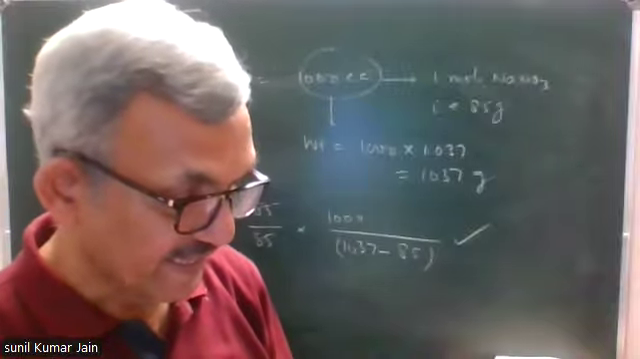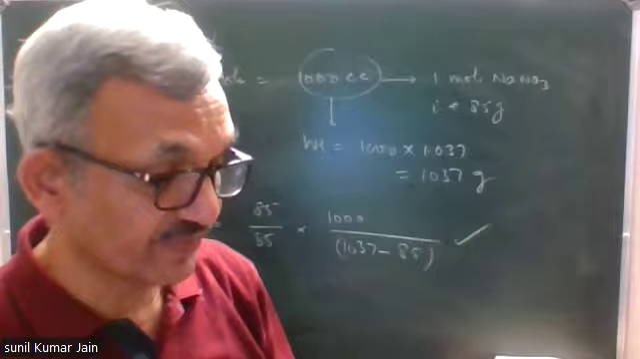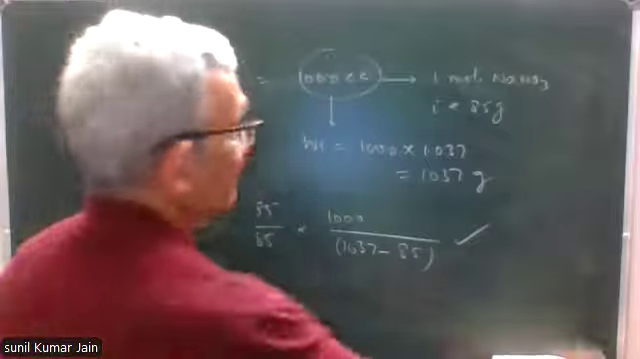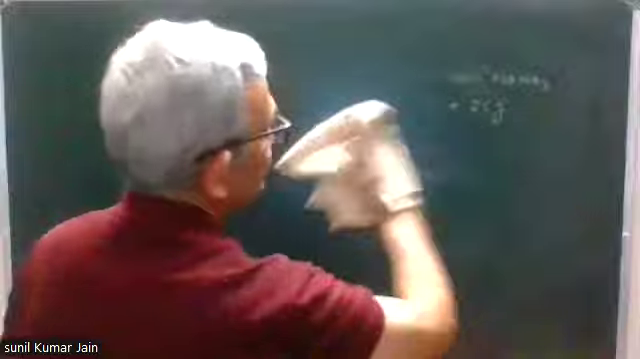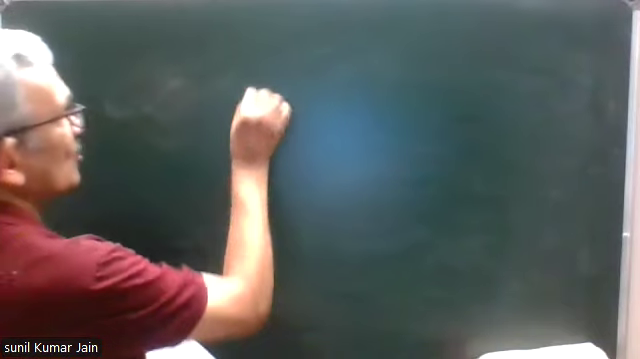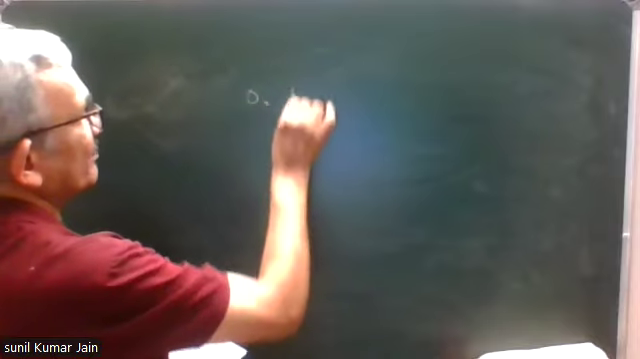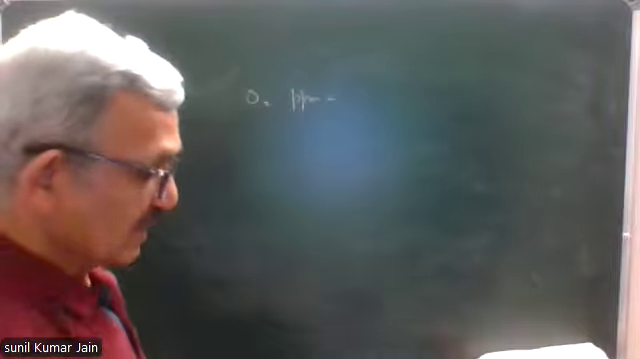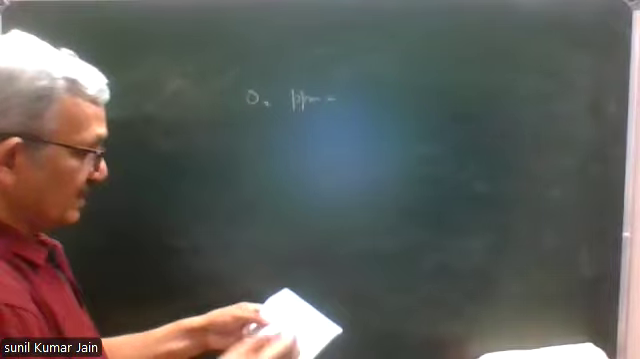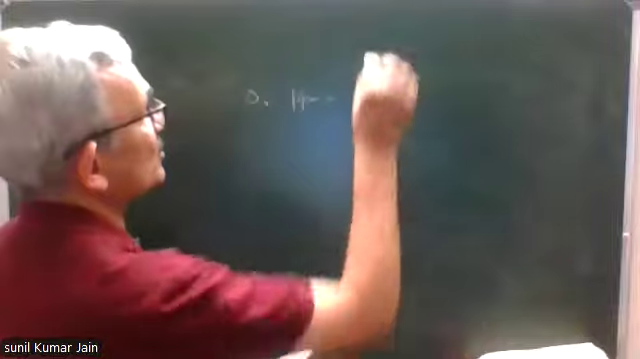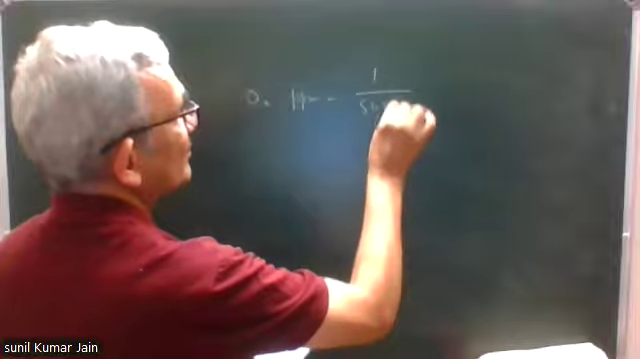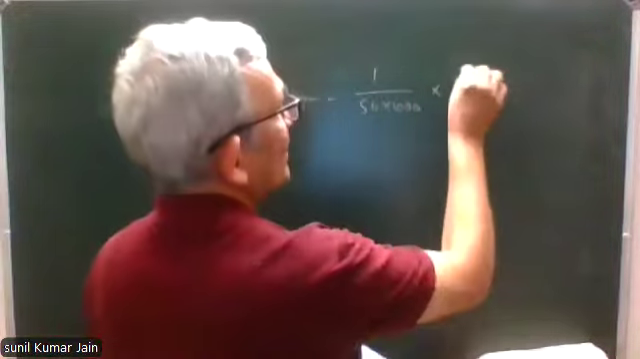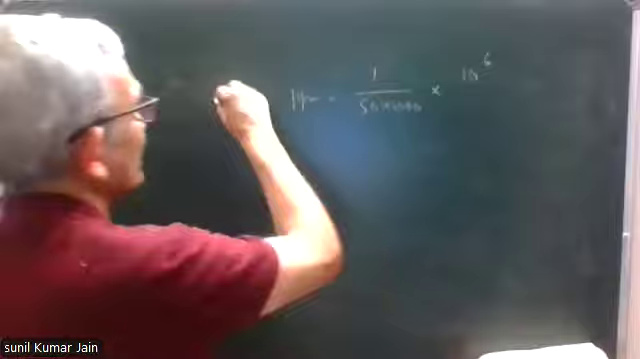Next numerical. Calculate the concentration of oxygen in sea water, 50 kilograms of which contains 1 gram of dissolved oxygen. Express your answer in ppm. So oxygen in ppm will be 1 gram of dissolved oxygen, 1 divided by 50 kilograms. 50 kilograms will be 50,000 grams, multiplied by 1 million. This is the answer.